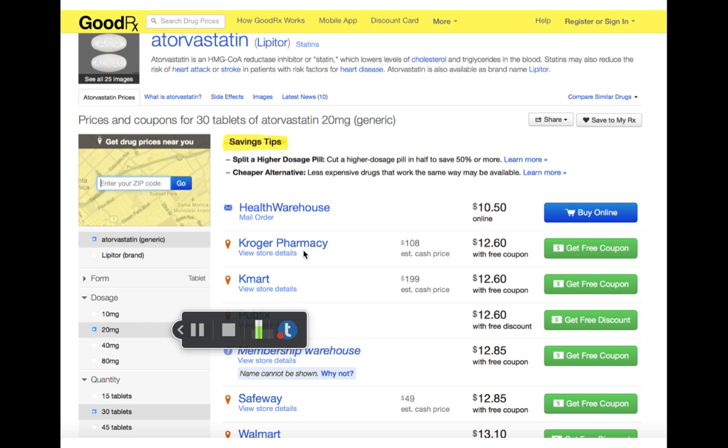So if you look at Kroger Pharmacy, their estimated cash price is $108. Kmart is almost double, so they're at $200. But with the coupon, the cost drops all the way down to $13 for patients, with a lot of benefit with our drug literature for this medication.